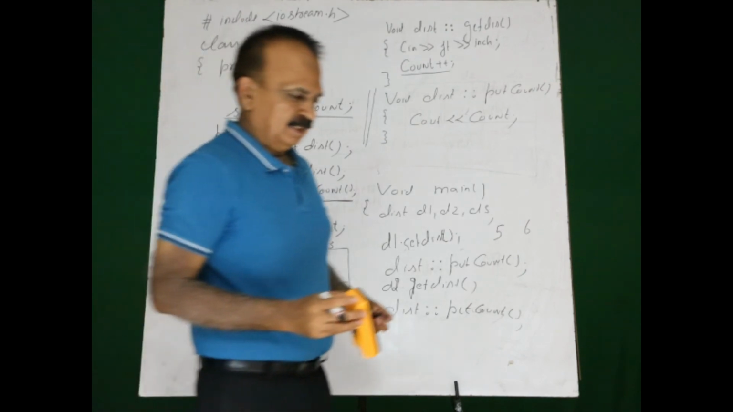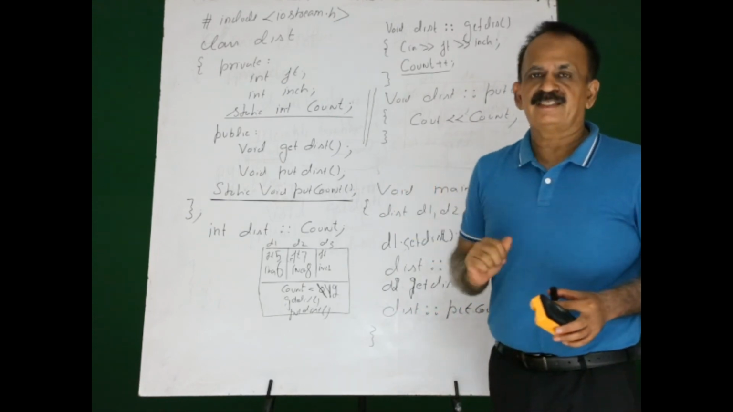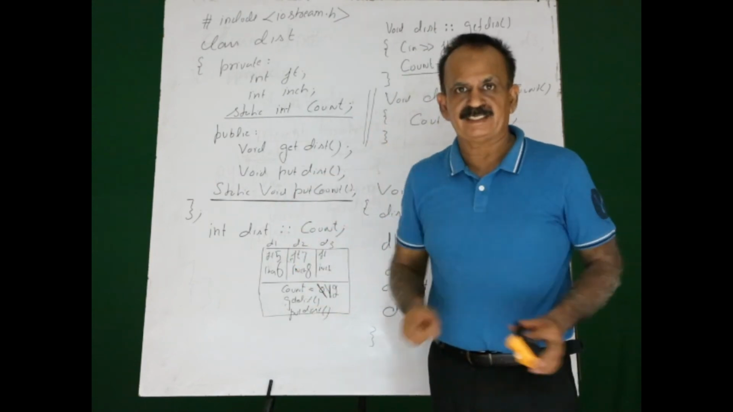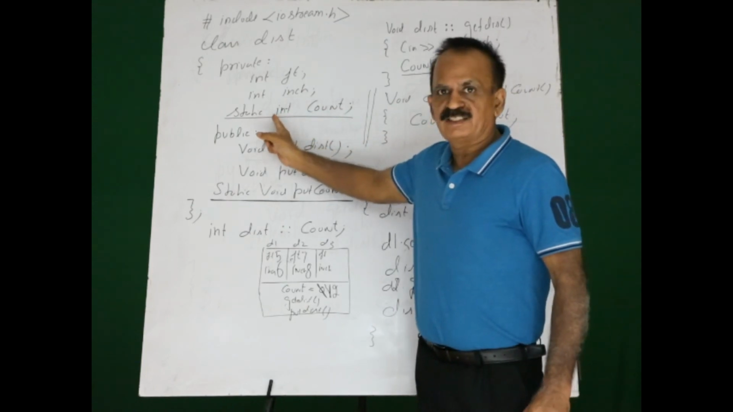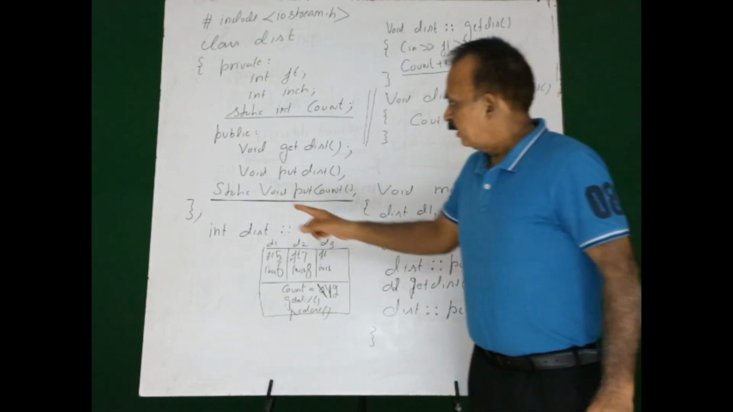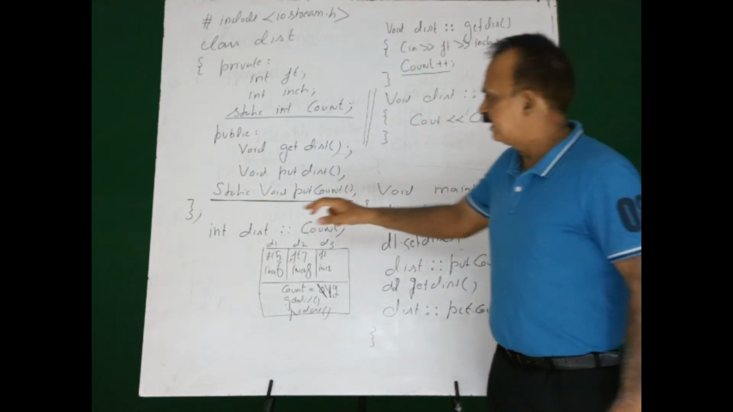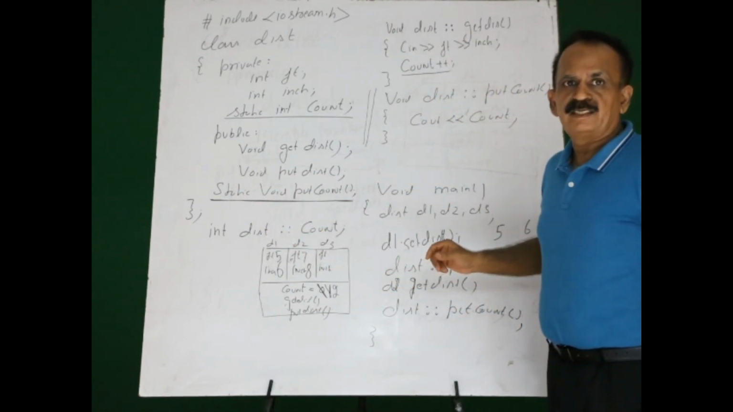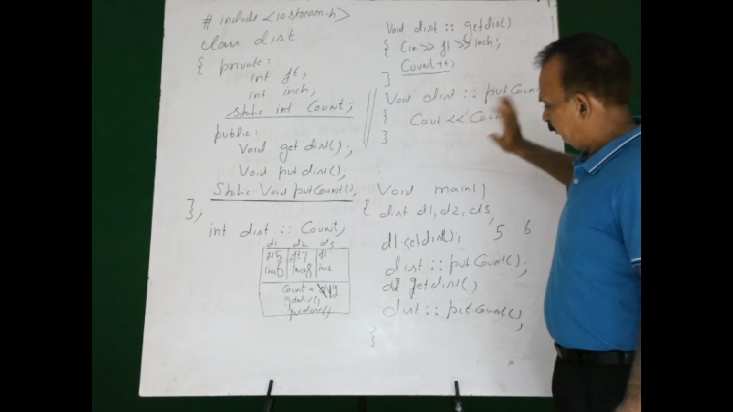Now I hope the topic is very clear. What is a static data member? A static data member is a special member of which only one copy is created for the complete class rather than for individual objects. It is declared with the word static, and it can be used as a normal variable. Now, to print it, you have to use static member functions, which are declared with the word static, and they can use only the static data members.